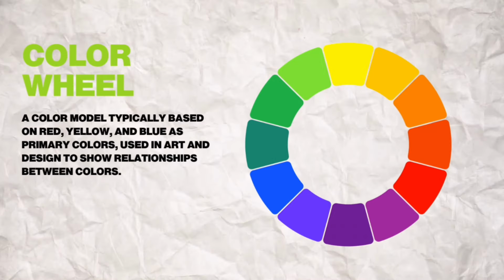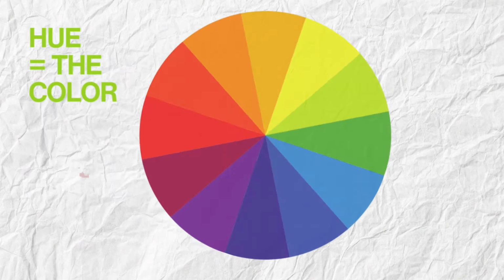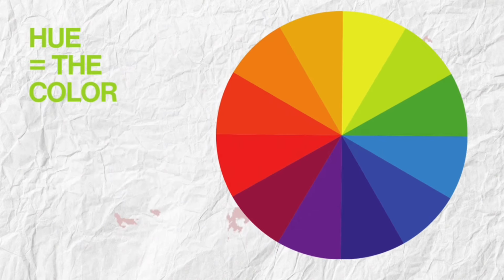What is hue? You're going to hear that word a lot. Hue basically is a fancy word for color. It just means the name of the color. Like red is a hue, yellow is a hue, green is a hue. Anything can be a hue. That's just one of the elements of color.